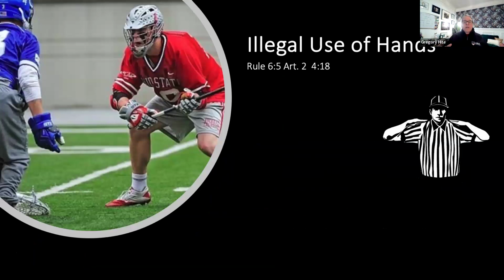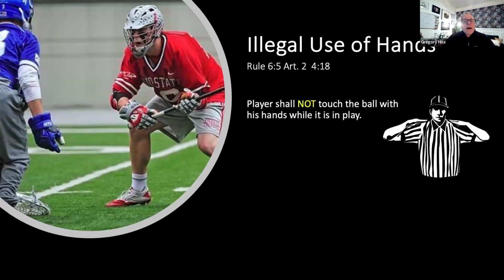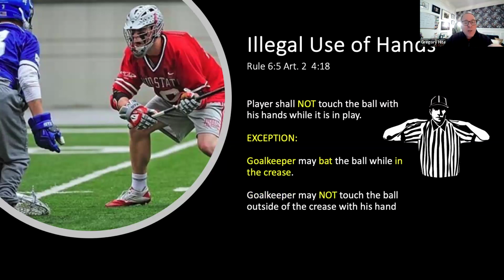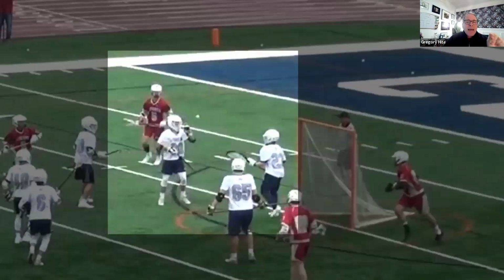You are not allowed to touch the ball as a field player. And we do illegal touching. That's our signal. But if you're the goalie, you are allowed to bat the ball while you are in the crease. So the goalie here with his free hand out, he's allowed to bat that ball, okay? He can't catch the ball, and he can't do it when he's outside of the crease. But if he's in the crease, he is allowed to bat the ball.